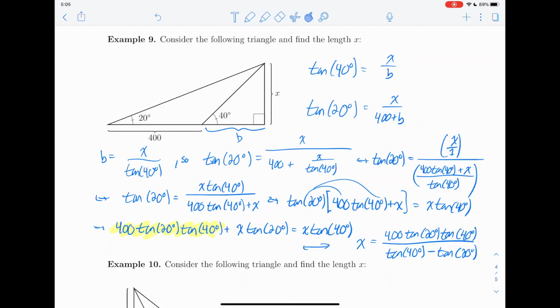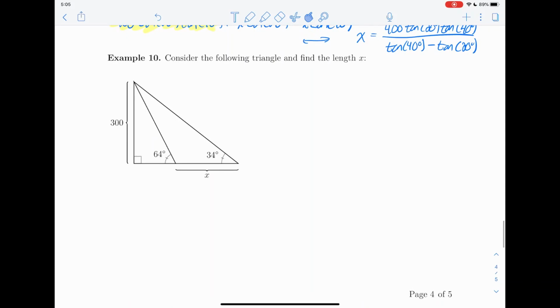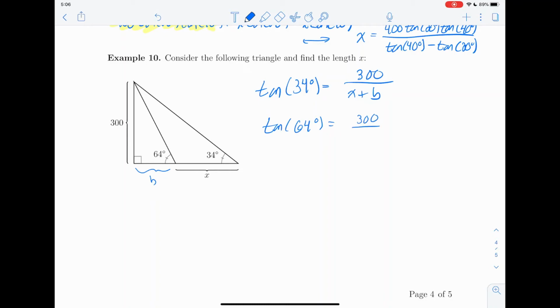We can do a slightly different take on this problem by encountering this situation. Here we know the vertical length and we want to find one of the horizontal lengths. We can approach this similarly. We can call the missing length b, and we can build some tangent relationships. We'll get, say, tangent of 34 degrees is equal to opposite 300 over adjacent, which is x plus b, as well as the tangent of 64 degrees, which is going to be opposite over adjacent b.